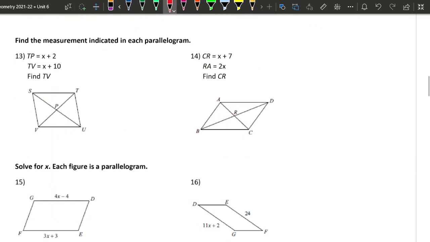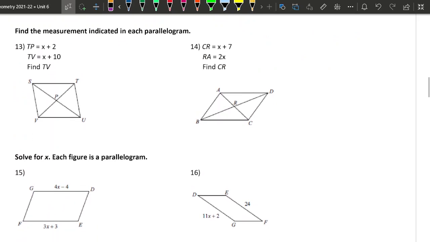And then on page 2, we start with different figures. So we're going to find the measurement indicated in each parallelogram. It's a parallelogram. So on your yellow paper during the test, this is when you would review your properties of parallelograms and then look to see what is given, label it in the picture, and see which property is going to help you solve.